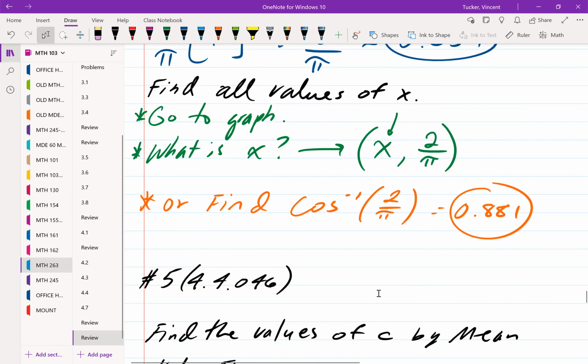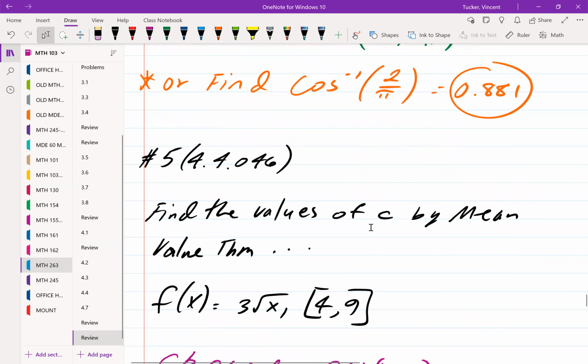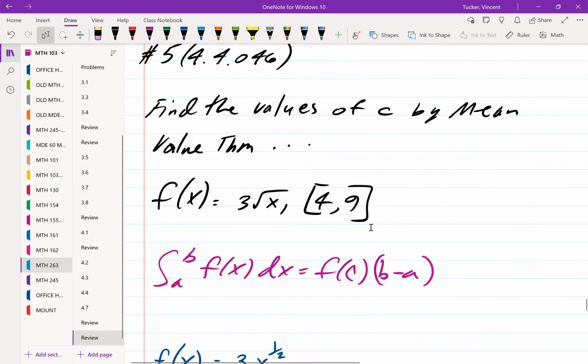All right. And then the last one, find the values of c by the mean value theorem for integrals. Hold on 1 second. I think that's the right word. Say for integrals, not integration. There you go. Mean value theorem for integrals. So they gave us f of x equal to 3 square root of x. And our interval is from 4 to 9.